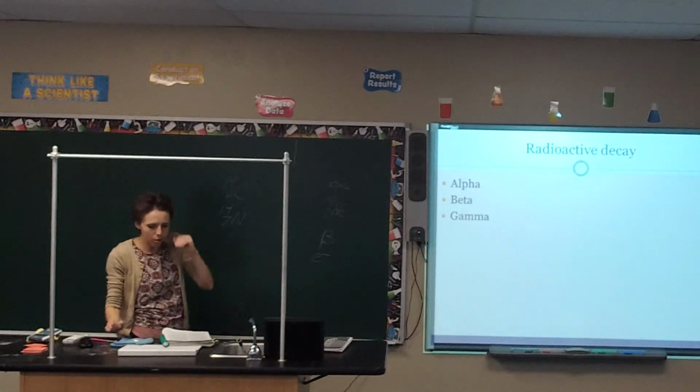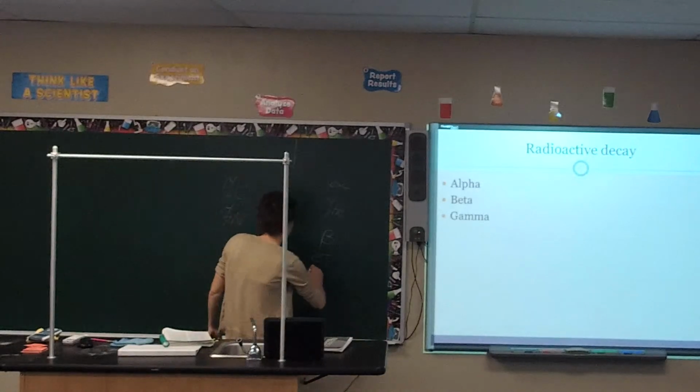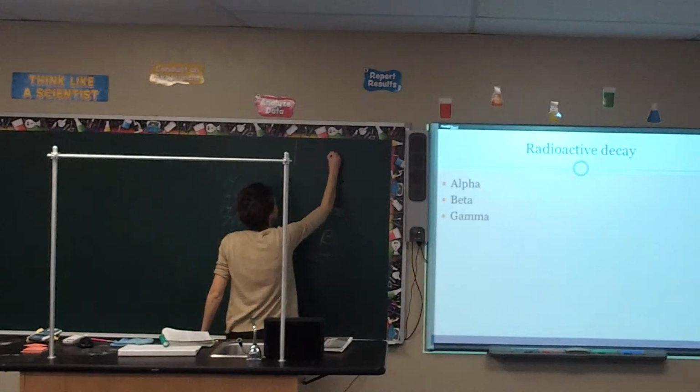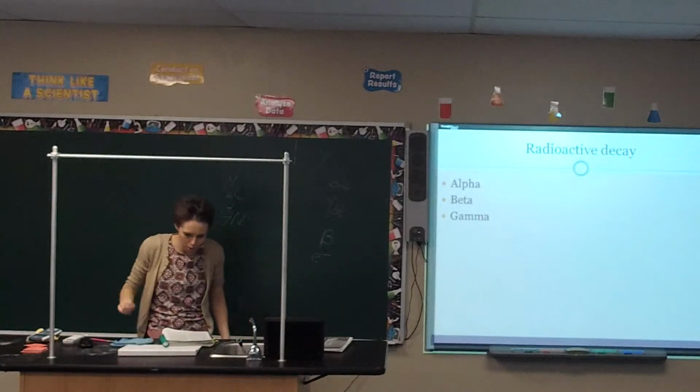Gamma decay is a little bit easier. It looks kind of like a Y. I'm going to draw it over here. It's kind of like a funky looking Y. It has a little bit of a swirly tail.